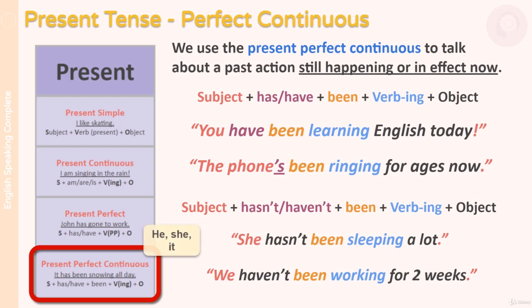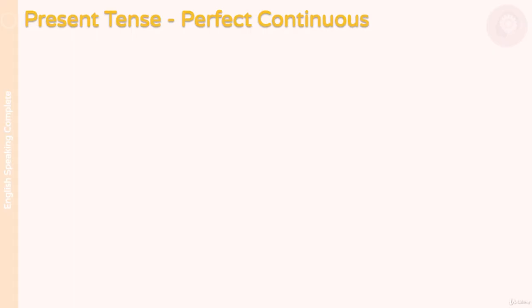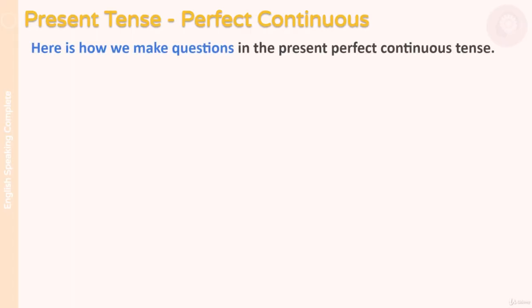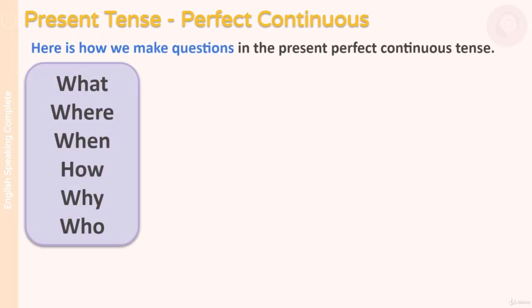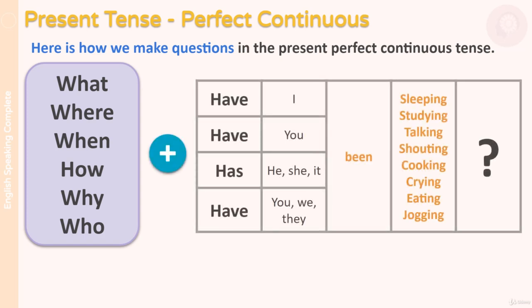Okay, let's take a look at the question form of this tense. So, as always, we use the 6 W's plus have or has, depending on the pronoun, and then I, you, whichever pronoun we're using, plus been plus verb ing, which is called the gerund, not the verb 3 form. So it's not verb 1, verb 2, verb 3. Just call this the gerund. And here is an example.